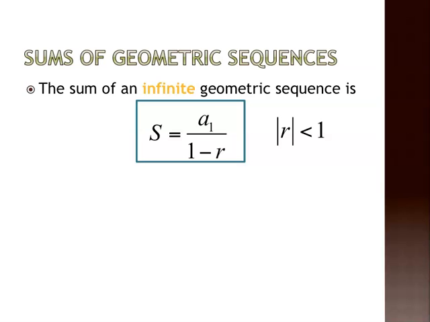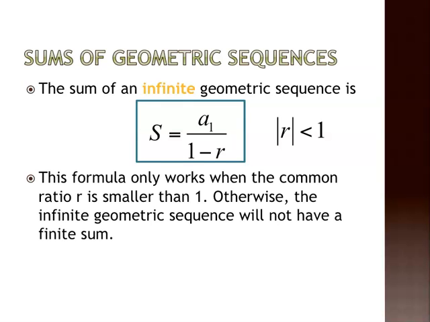Which must mean the sum of an infinite sequence where r is bigger than 1 gives you a sum that's infinite. On the other hand, if r is smaller than 1, that means each next term is going to be smaller and smaller and smaller. What that means is that as those numbers get smaller and smaller, you'll actually be able to get the sum of that sequence because those numbers in the sequence will get closer and closer to 0. Okay, so just to note, this formula only works when the common ratio r is smaller than 1. Otherwise, the infinite geometric sequence will not have a finite sum. It will, in fact, have a sum that goes to infinity.